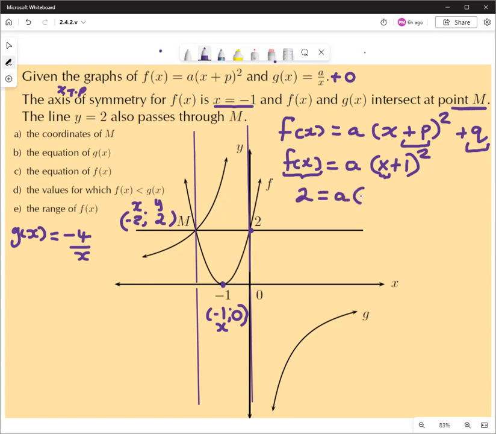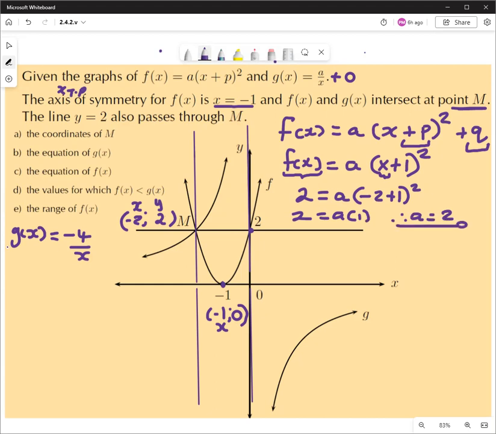My x value is -2. And then I'm going to have +1 squared. This gives me -1 squared. You're still going to get a 1. So I have 2 equals to a times 1 there, which is therefore a equals to 2.